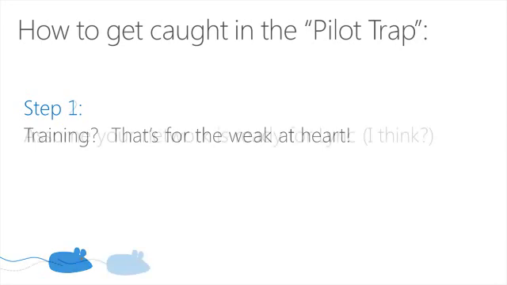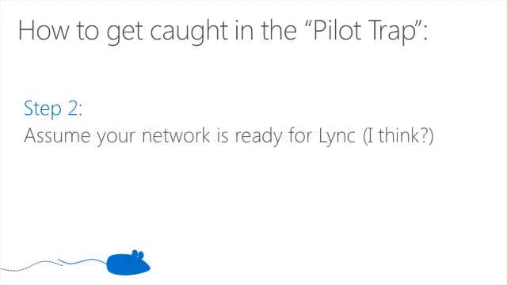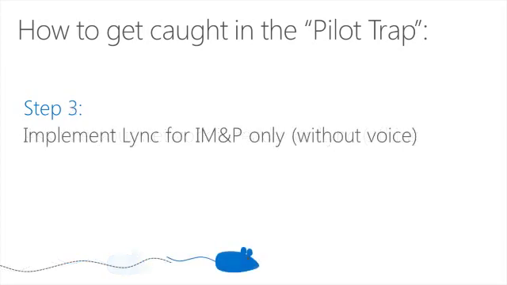The second thing that sometimes happens is that they assume that their network, which did a really good job for web and data, was ready for voice. In many cases, that may or may not be true, but you don't know. You don't know if your network's ready for voice communication. The third step is then starting to implement instant messaging and presence.